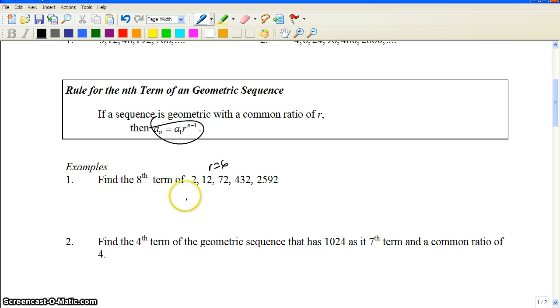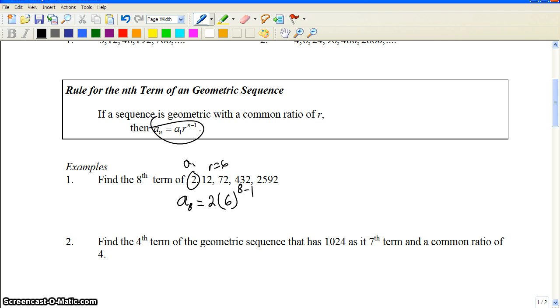So we're going to find the 8th term. So it's a sub 8. That's what we're finding. A sub 8 refers to the value of the 8th term, or what the 8th term actually is. A sub 1, we can get straight from there, which is 2. R, which we already found, was 6. So R is 6, and to the n minus 1 power, or 8 minus 1. That makes sense? By the way, one thing that you're really going to want to do is 2 times 6. That would be really bad.